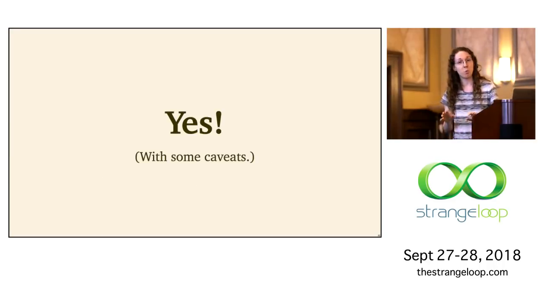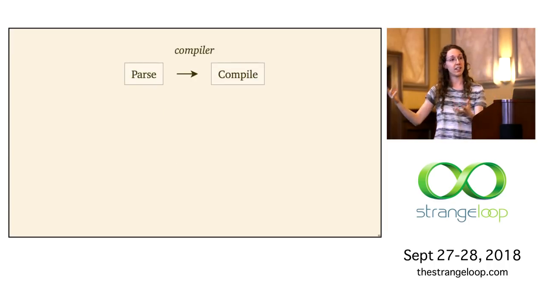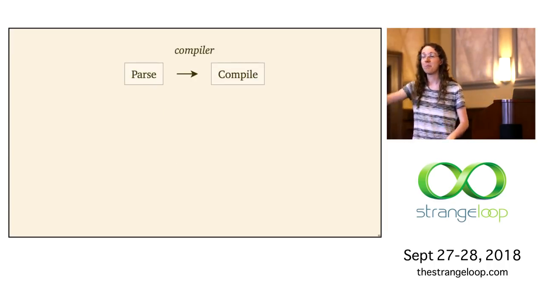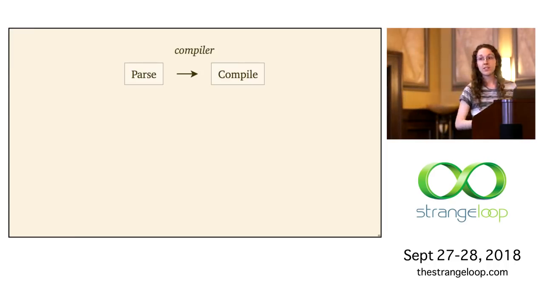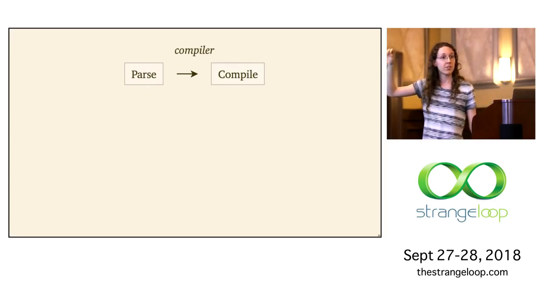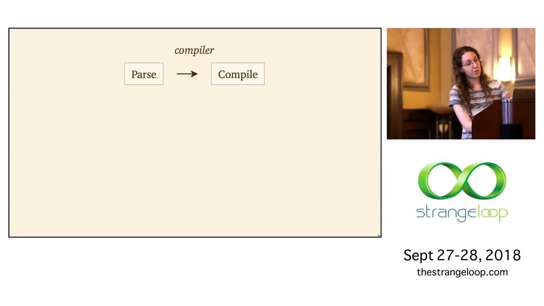In order to understand why this is hard, we have to first understand why implementing a language with types and macros is hard. So if we look at an idealized version of a compiler, if you're a compiler writer, you probably hate me for saying this is what a compiler is. But essentially, what happens in every compiler is that it's going to parse the program into some syntax tree, and then it's going to ship that off to the compiler, and that's going to be compiled to some binary bytecode.